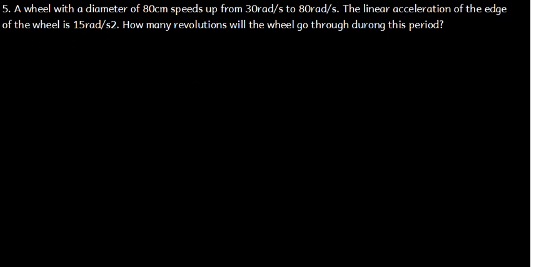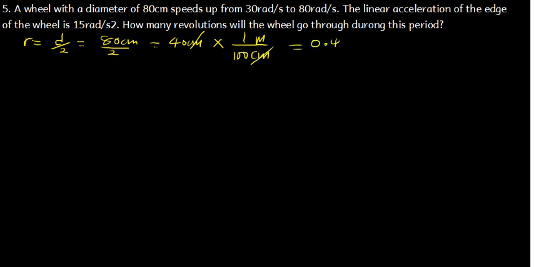So we know the diameter of the wheel, we know the initial and the final speed. We know the diameter, but we want the radius. Radius is diameter divided by 2. The diameter is 80 centimeters. Divide that by 2, that gives us 40 centimeters. But we don't want to work in centimeters, so we convert to meters. In 1 meter we have 100 centimeters, the centimeters cancel out, so that is 0.4 meters. That is the radius.